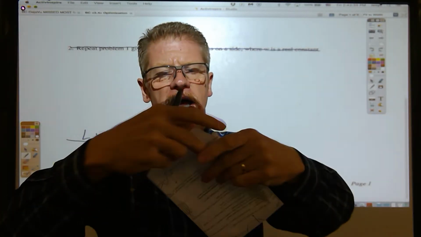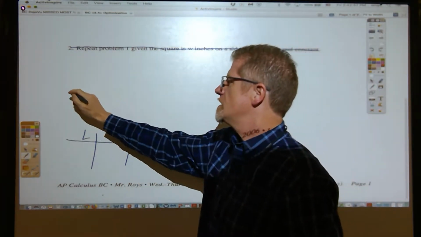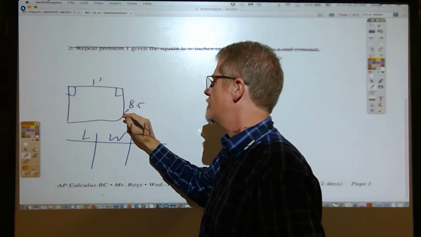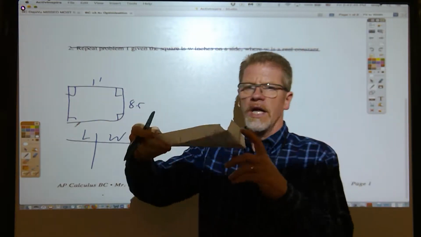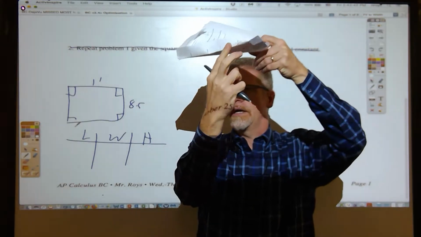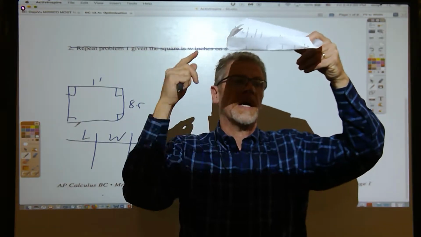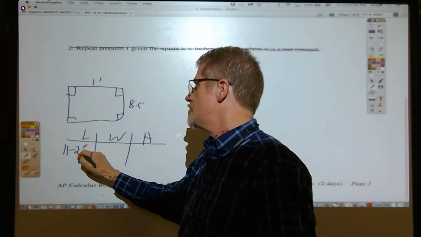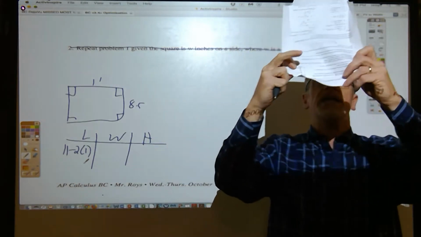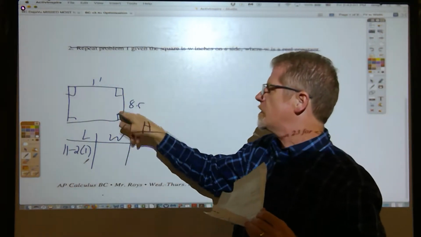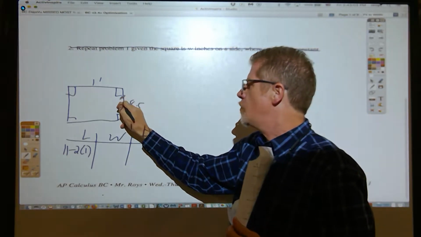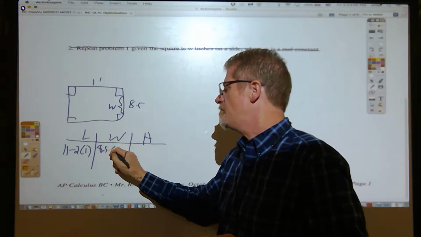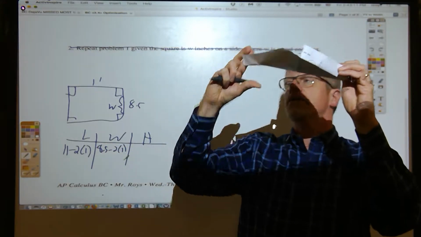And to get an open top box, it used to be that my paper was 11 inches long, but now I've cut 1 by 1 inch squares out of the 8.5 by 11. So now instead of 11 inches long, the length is now how long? Well, I cut out of 11. So now it is 9, but I'm going to write that as 11 minus 2 times 1. And the width used to be 8.5 inches, but now I've cut 1 by 1 inch squares out of both corners. So now, how long is the width? 6.5. And 6.5 is correct, but I'm going to write 8.5 minus 2 times 1. The height is now just 1.